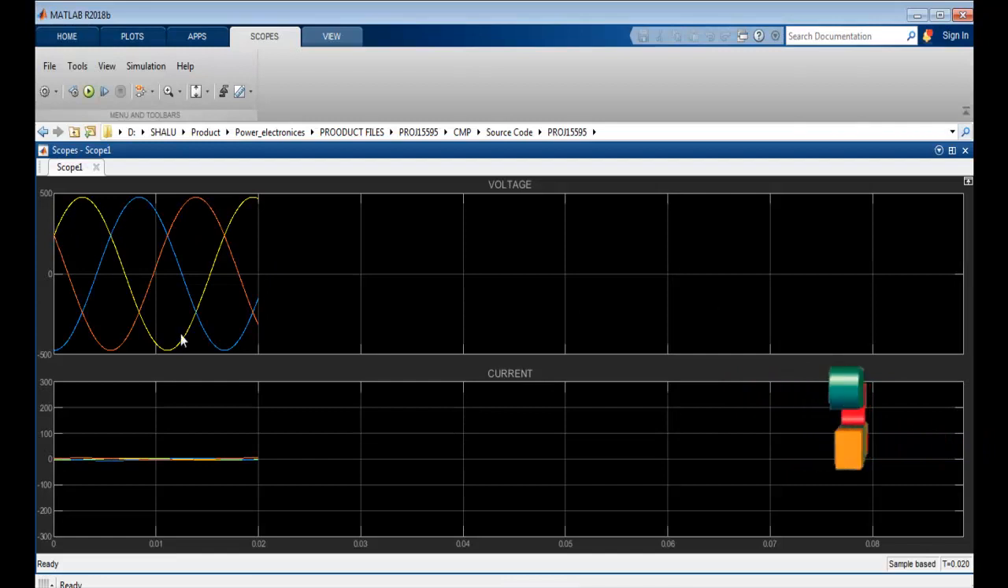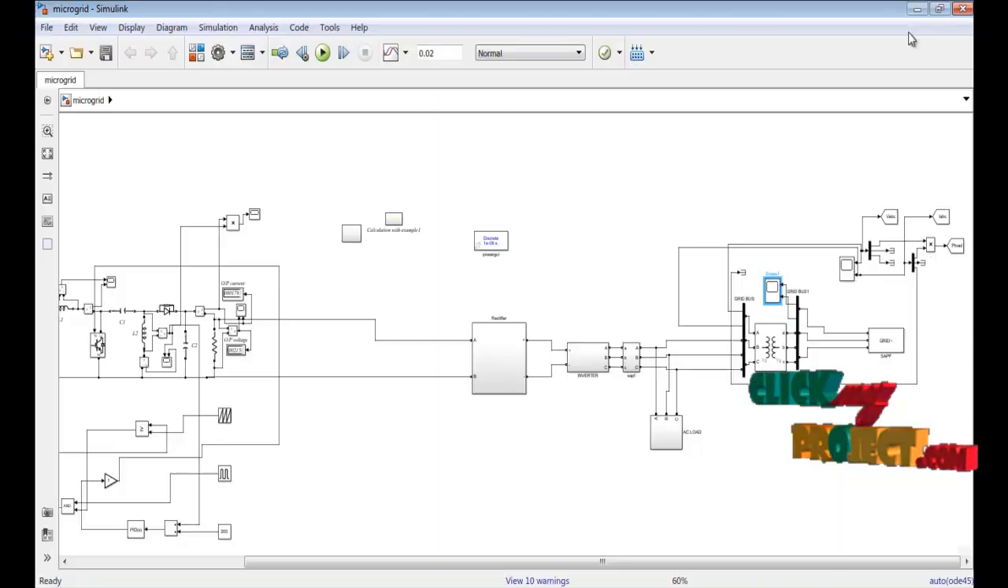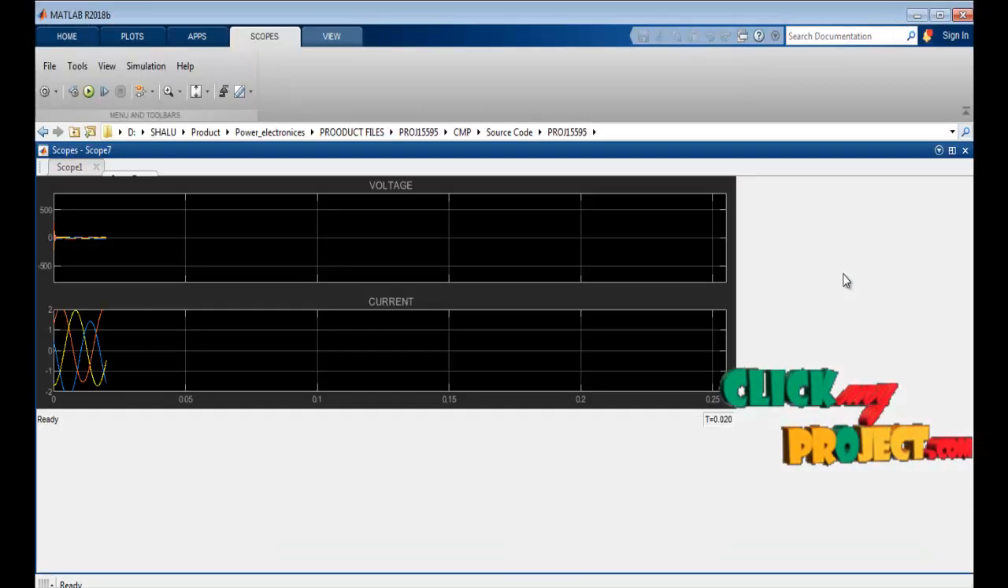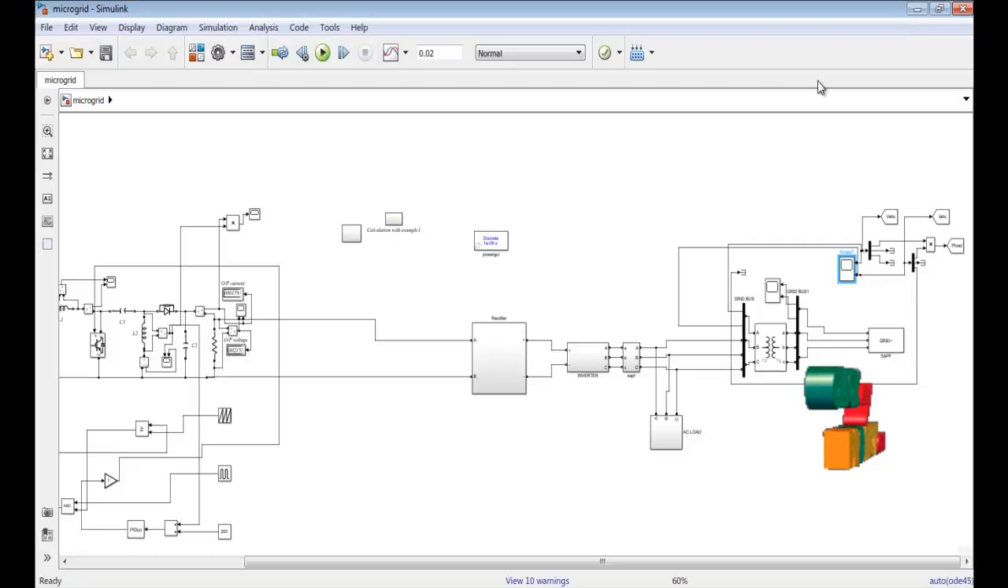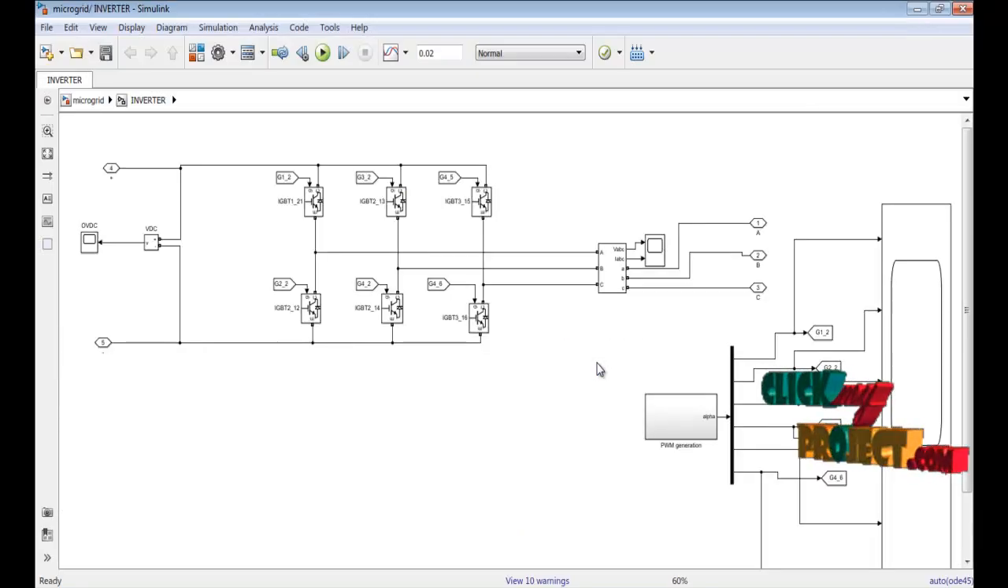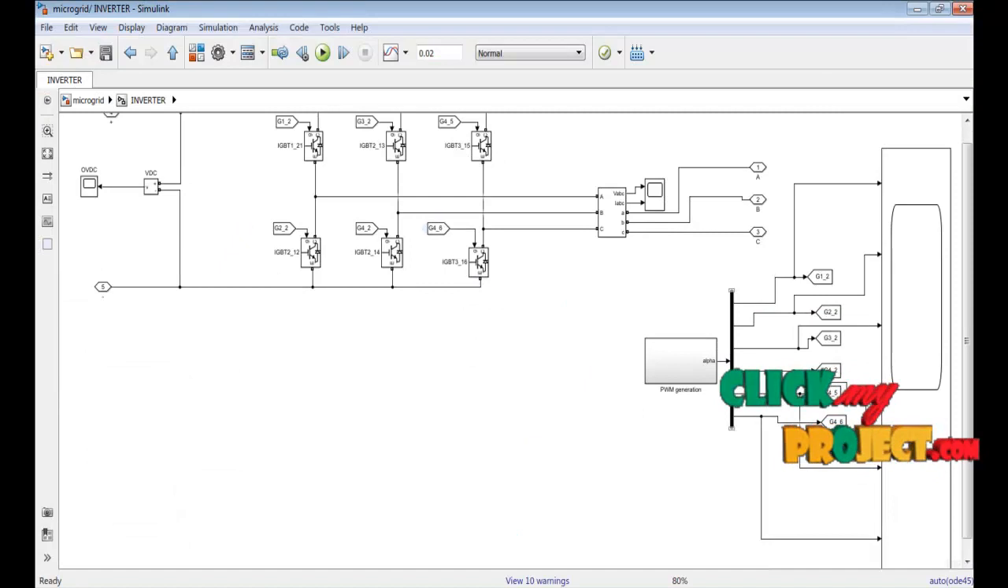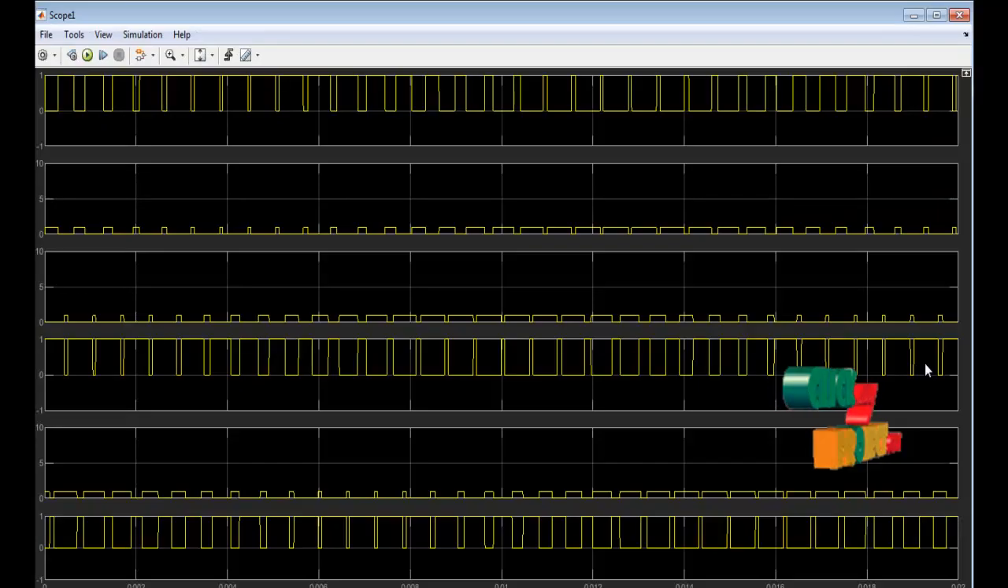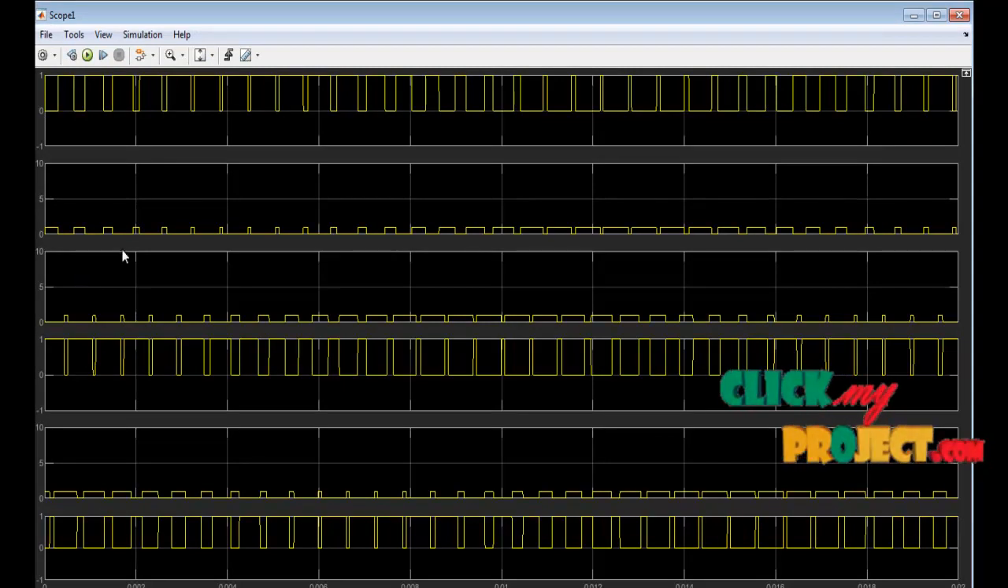This is a converter of the three phase voltage. This is the three phase voltage, and in the inverter 6 switches are used. This is based on the 3-leg inverter, with pulse width generation. This is the T off, this is the T on, and the switches S1, S2, S3, S4, S5, S6.